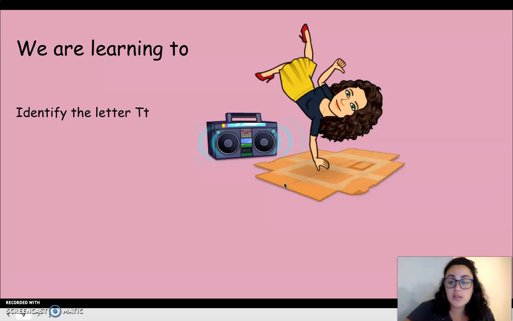And now we are all done. Now you know the letter T, uppercase and lowercase, and you know the sound that it can represent. T. Keep practicing, and I will see you soon.